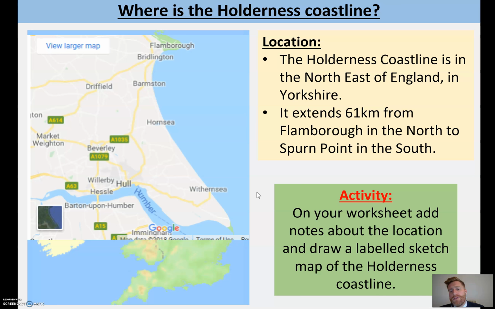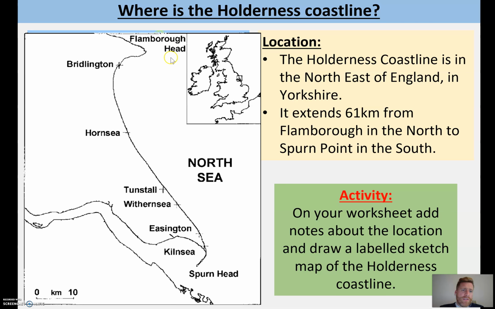So what I'd like you to do on your A3 sheets is to now draw a sketch map of the Holderness coastline. I've done an example for you to get the idea of the sort of detail. This is the sort of detail you need. So the shape of the coastline, obviously the main river, which is important. That should be Spurn Point, and Flamborough Head. And then naming some of the key towns.